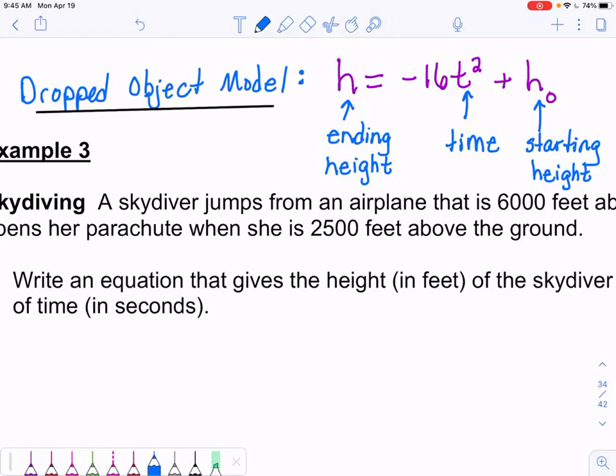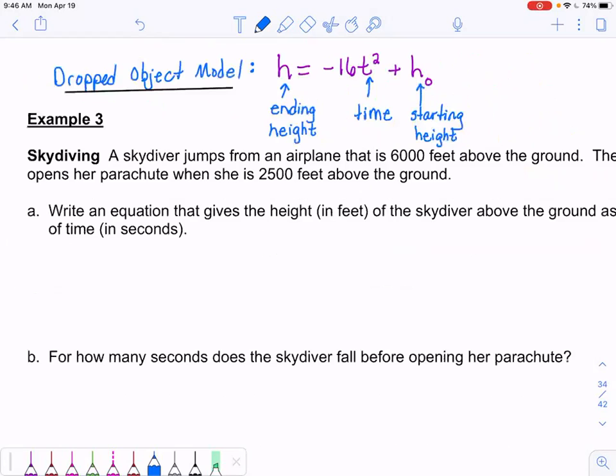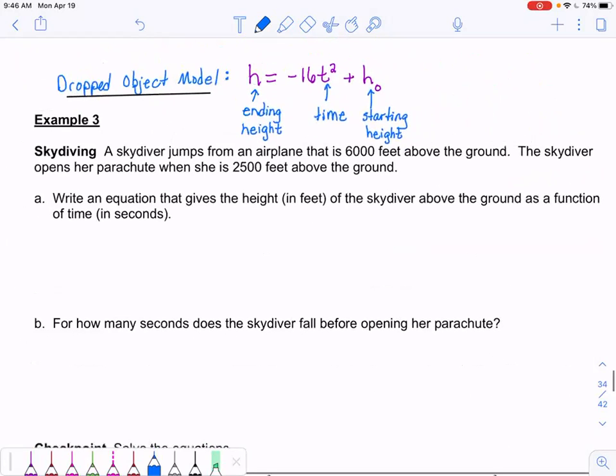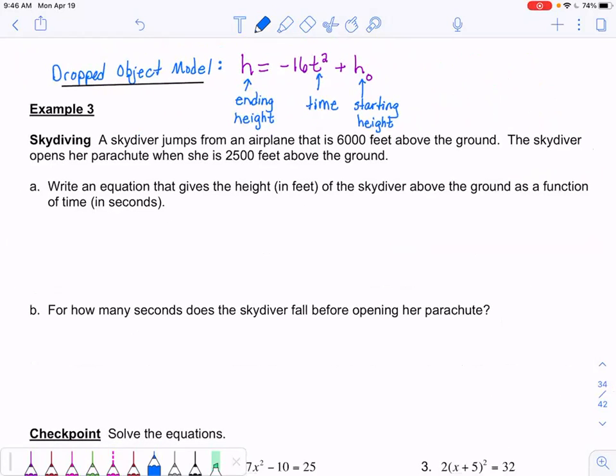So this is the equation for objects that are dropped. And again, only objects that are dropped are objects that fall from something, not a thrown object that would propel at a different height, a different angle. So this specifically only works with objects that are dropped, which would be a skydiver. I think we talked a little bit about this on Friday. A skydiver jumps from an airplane that is 6,000 feet above the ground. The skydiver opens her parachute when she is 2,500 feet above the ground.